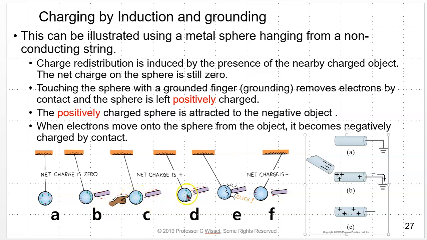The positively charged sphere is now attracted to the negative object. If possible, it will move toward the negative object and touch it. At that point, the electrons will move onto the sphere from the object. It will become negatively charged by contact, and then it will try to get away from the negatively charged object. Now, here's another way of doing this.